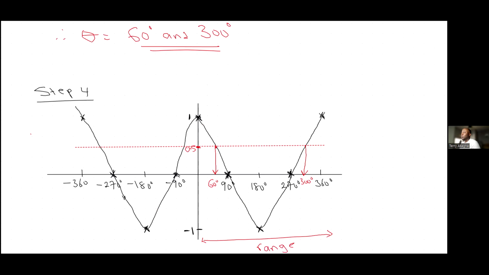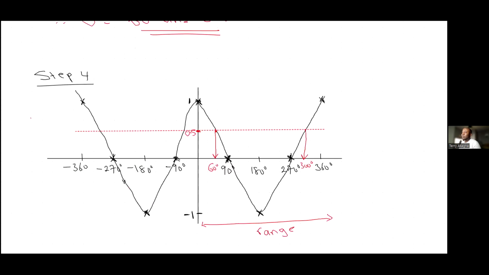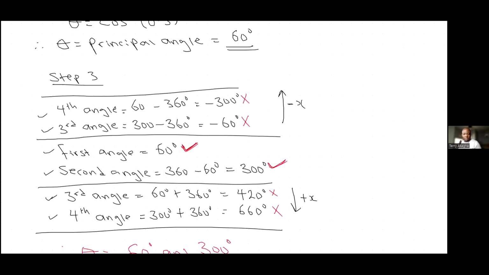But if you look at it closely, there are several answers as well. We can see here there's a minus 60 that we calculated here. Also, we have a minus 300. But because we are only interested between 0 and 360, that's the reason we only selected 60 and 300 degrees, okay? And that is how you sketch it.